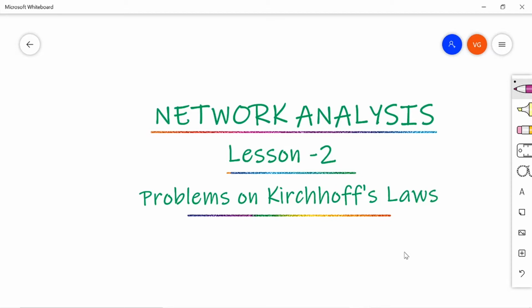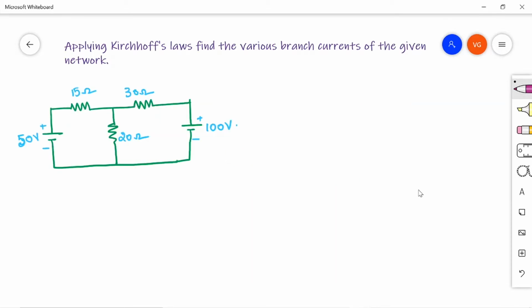Please check it out. The first question here is, applying Kirchhoff's laws, find the various branch currents of the given network. So here this is the given network. First thing after taking the circuit is to mark the nodes. So here I am marking A, B, C, D, E, F. So follow the video carefully. Step by step I'll explain here.